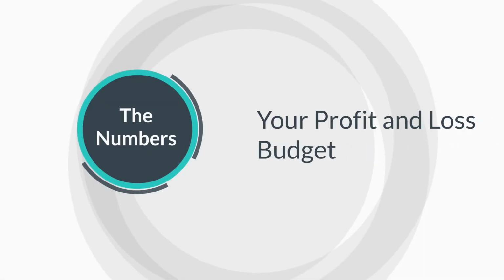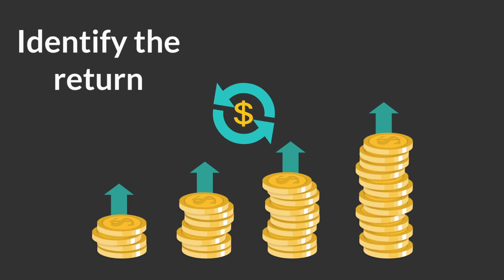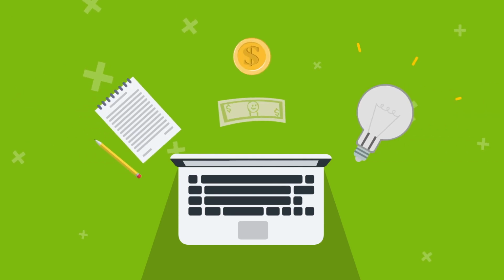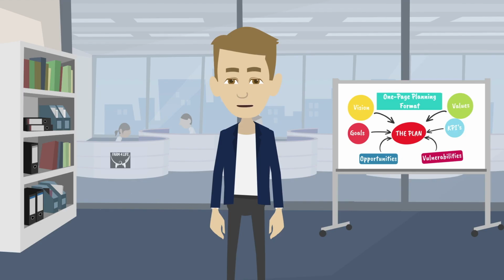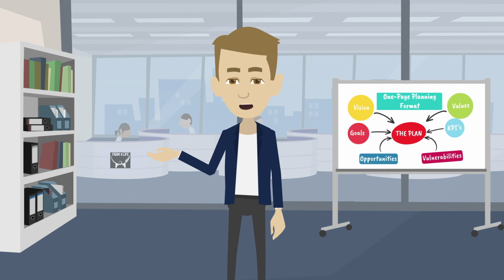The numbers: your profit and loss budget. A profit and loss budget can help you identify the return your farm should give you if everything goes to plan. The budget created in your business plan does not get to the level of detail an operational budget your accountant or farm advisor would prepare. Instead, we're interested in the high-level numbers that become our scoreboard.